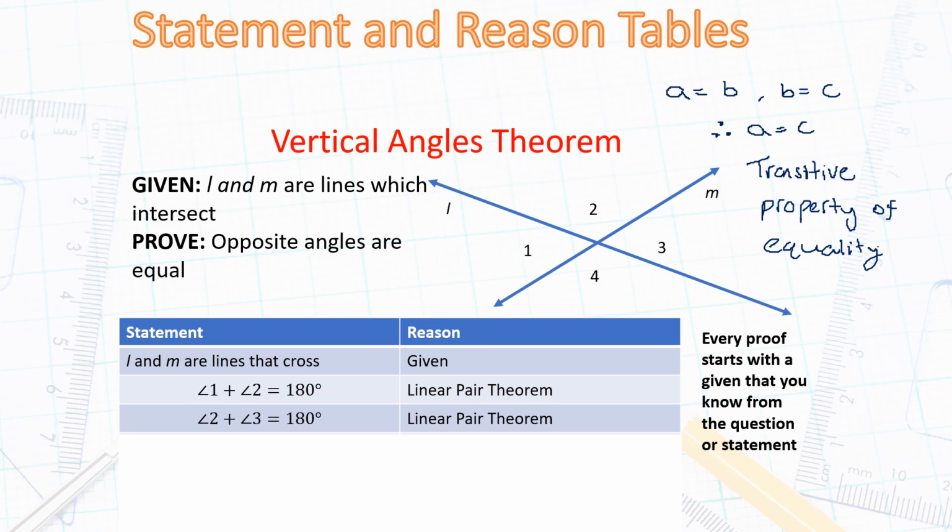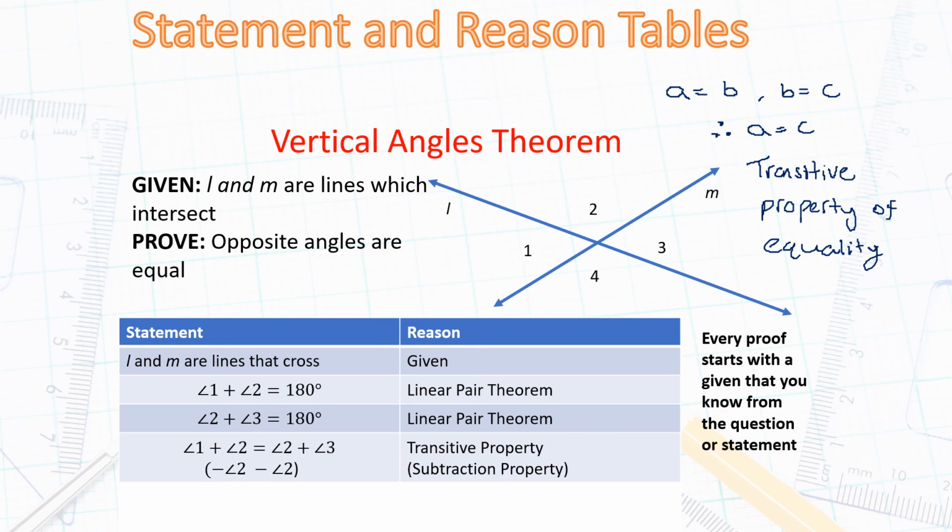So we saw substitution in the last theorem. That's where you can replace one thing with something else of equal value. It's kind of like a substitution, but it's a little bit different. So we would say angle 1 plus angle 2 is 180 degrees. Angle 2 plus 3 is 180 degrees. Therefore, they must also equal each other because they both equal 180 degrees.